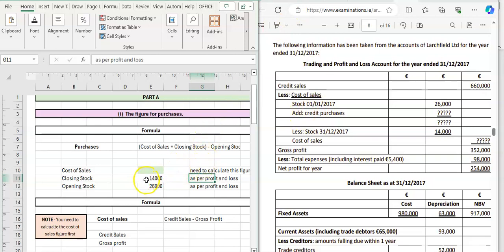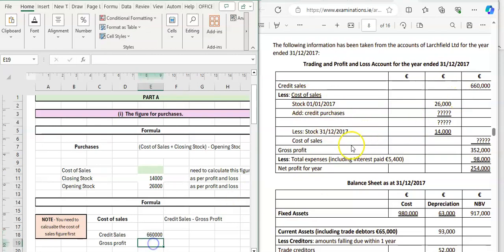We know our closing stock from the question is 14,000. We know our opening stock is 26,000. But what we don't know is our cost of sales. Now, our cost of sales is our credit sales, take away gross profit. So our credit sales minus gross profit gives you cost of sales. So we need to know what our credit sales is. Credit sales is 660,000.